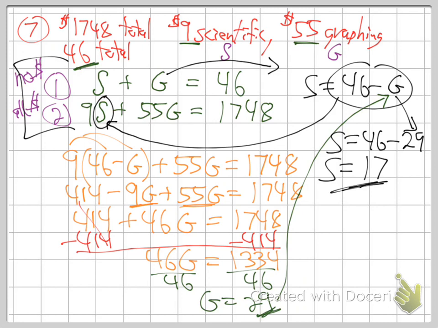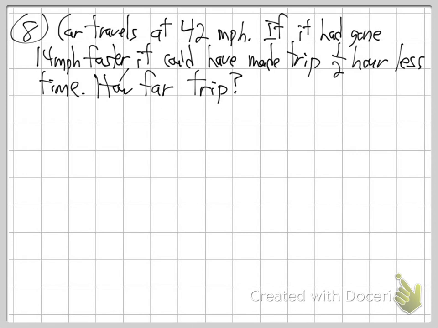Okay. So a car travels at 42 miles an hour. If it had gone 14 miles an hour faster, it could have made the trip in a half hour less time. How far's the trip? How far's the trip?